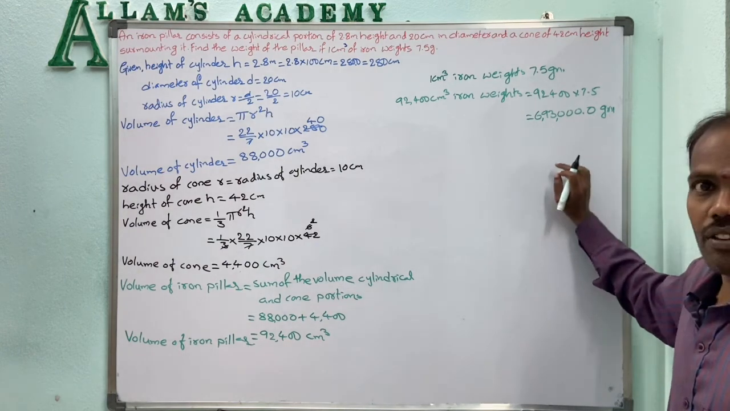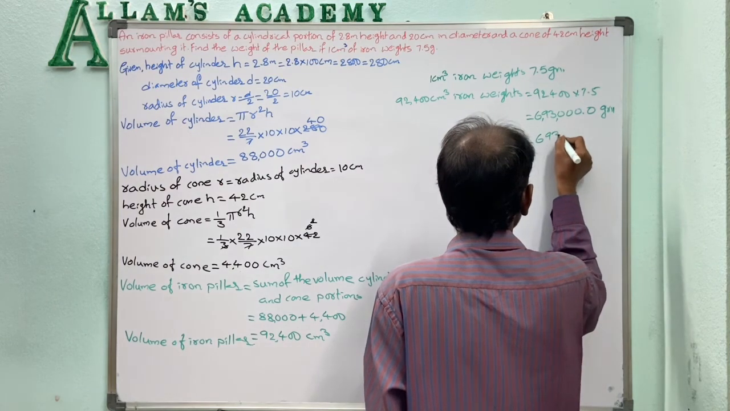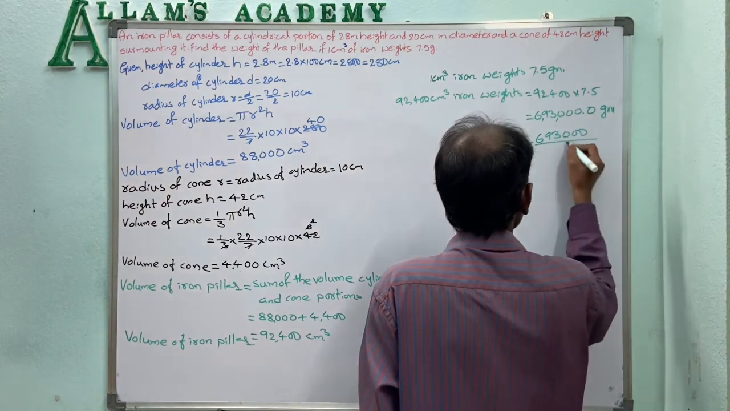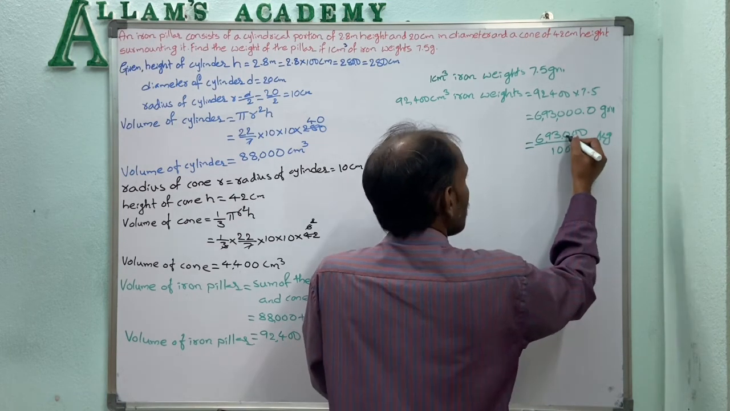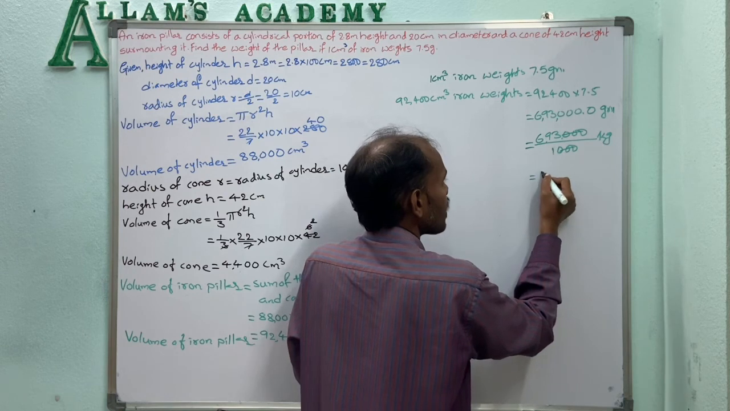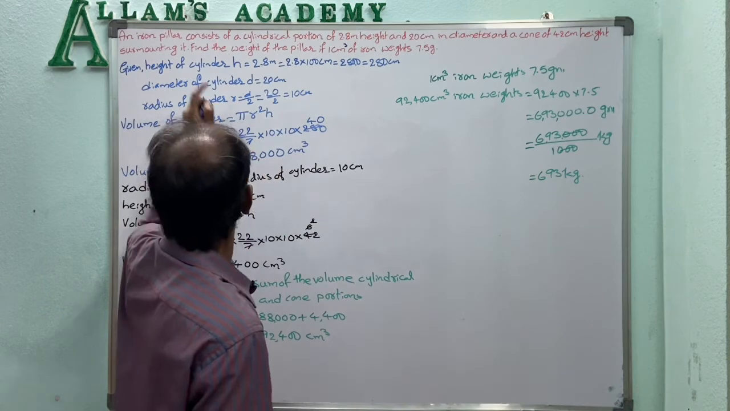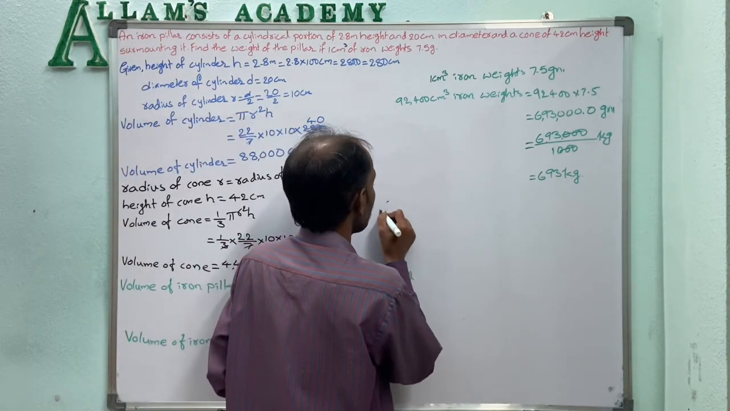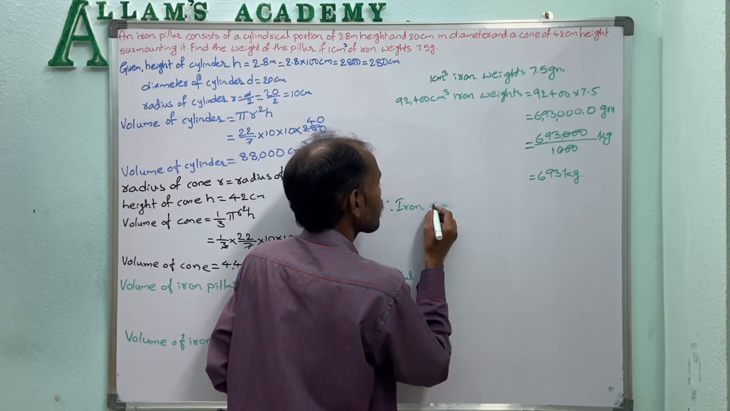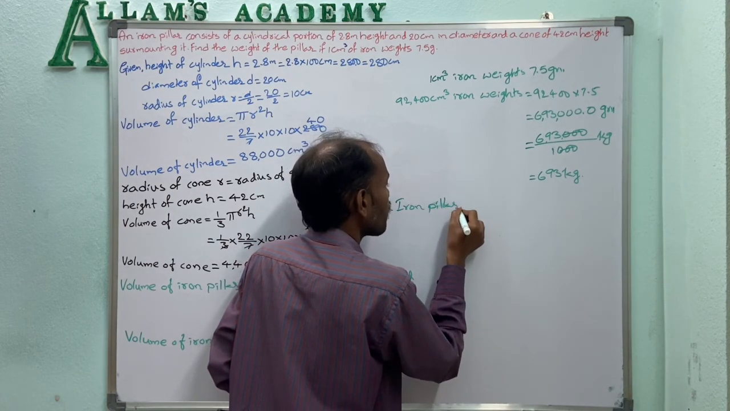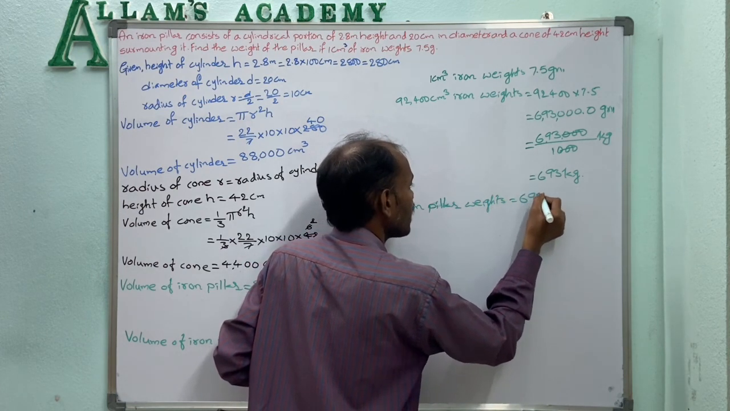Now it is a large value, so we convert this into kgs. So 1 gram equals 1 by 1000 kgs, that means 6,93,000 by 1000 kgs. So the triple zeros cancel, that equals 693 kg. So the iron pillar weighs 693 kgs.